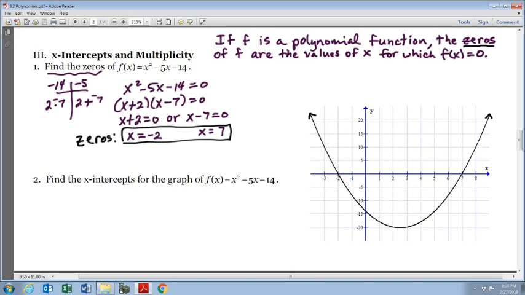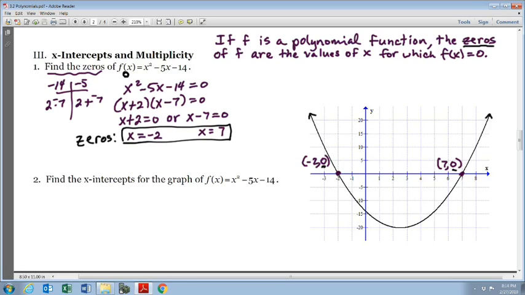So here's our zeros. Now on the graph, notice I've labeled the x-intercepts, and notice they're at (negative 2, 0) and (7, 0). In fact, if I wanted to find the x-intercepts, we know that we need to let y be 0. So if I put a 0 here and solve this equation, that's what we just did, we get negative 2 and 7, and so those 2 points are our x-intercepts. So there's a relationship between zeros and x-intercepts.